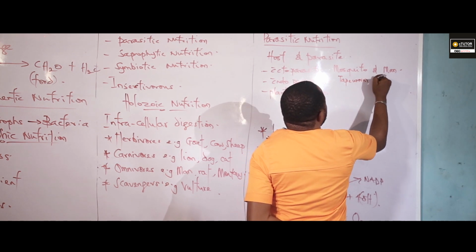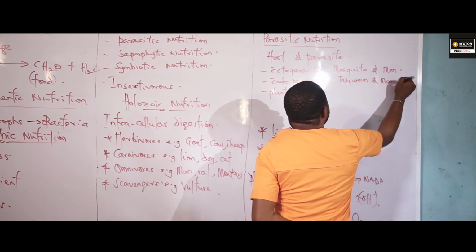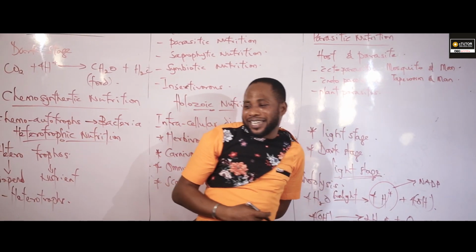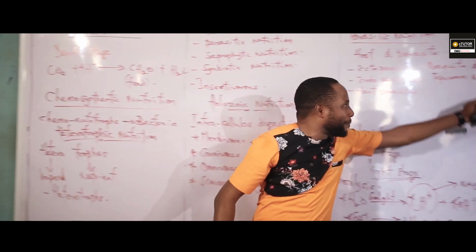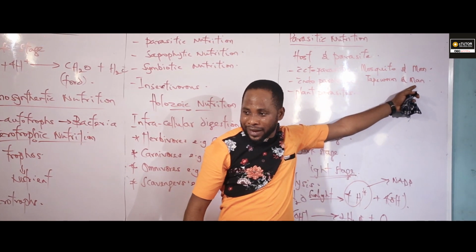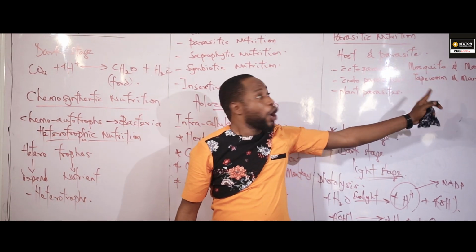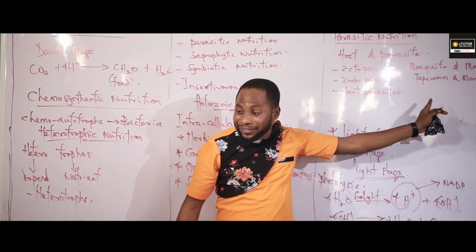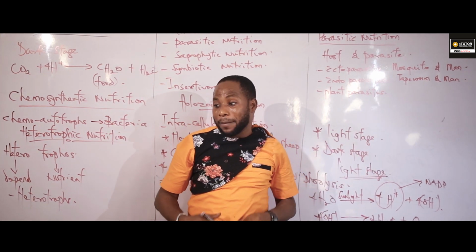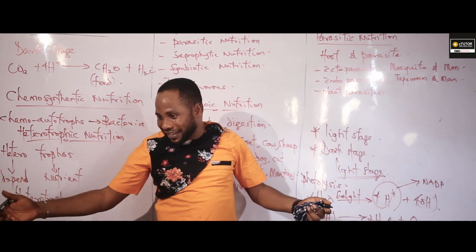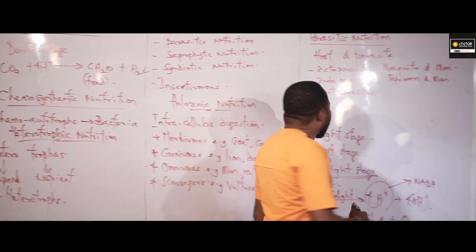Tapeworm is an endoparasite. It is found living in the small intestine of man, which is the host, and feeds on already digested food. Do you understand that? Although not all tapeworms live in the intestine of man, we have two types of tapeworm: Taenia solium and Taenia saginata. That is the topic for another day.